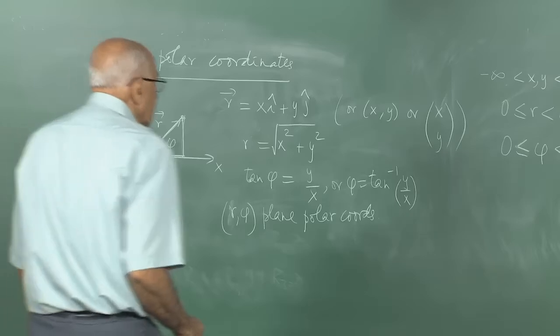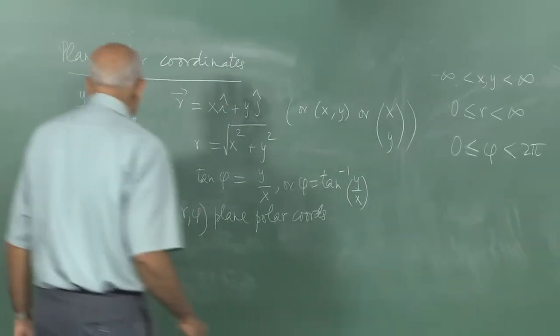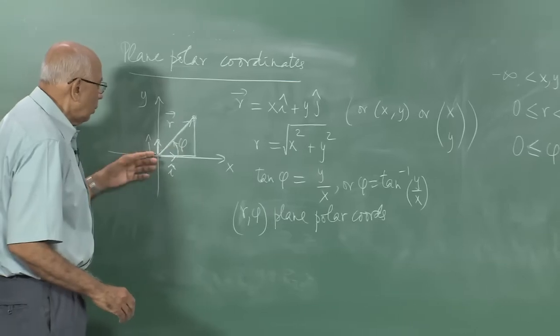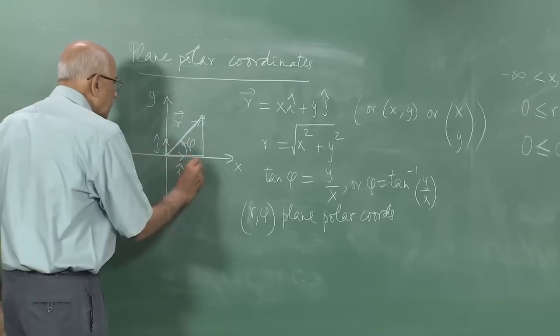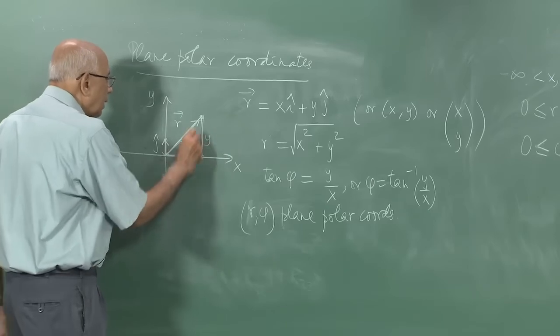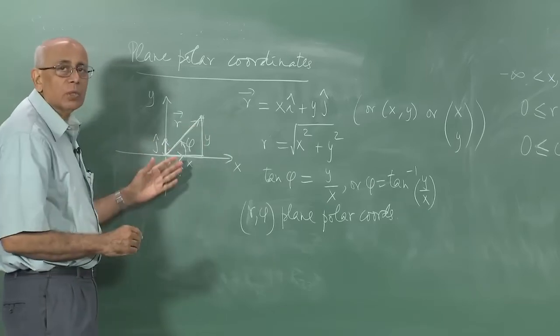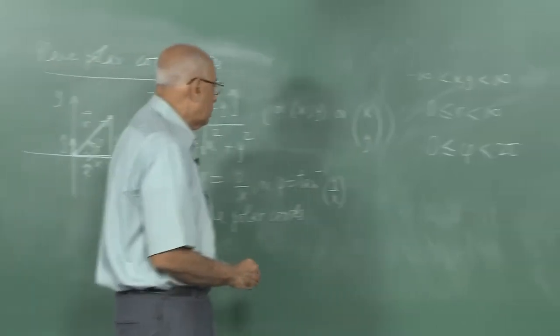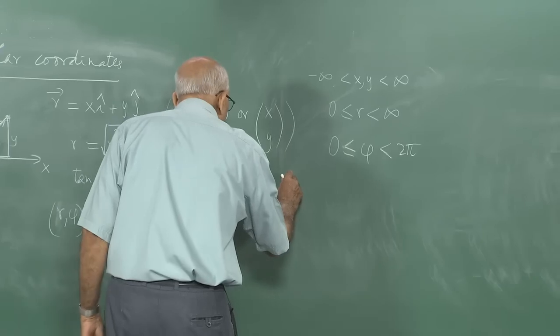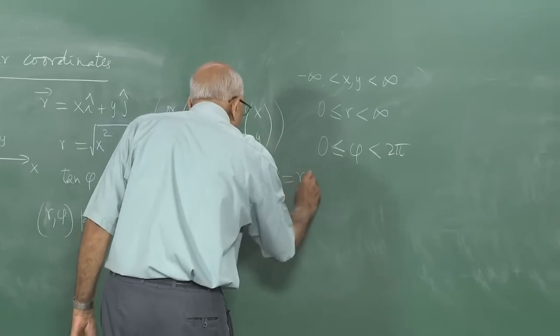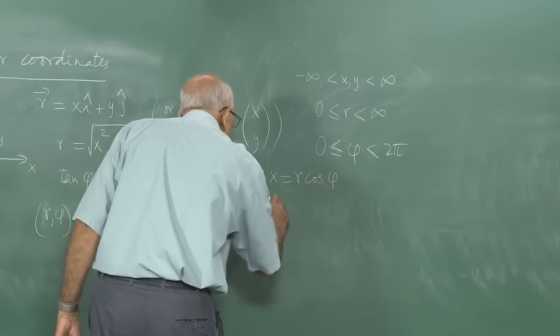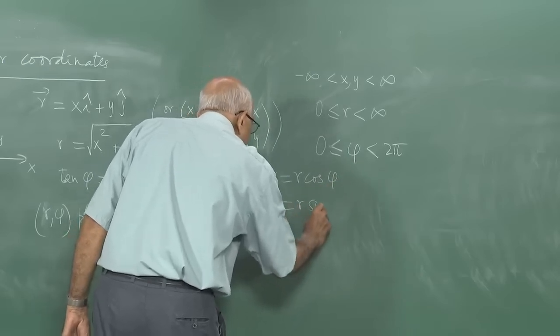Going in the other direction, given r and phi, what are x and y? Well, remember this is x and this is y. x divided by this magnitude r is of course cos phi. So it immediately follows that the reciprocal relations to these two are x equal to r cos phi and y equal to r sin phi.